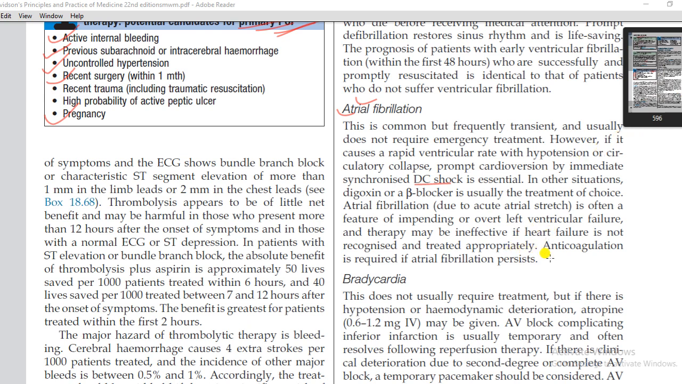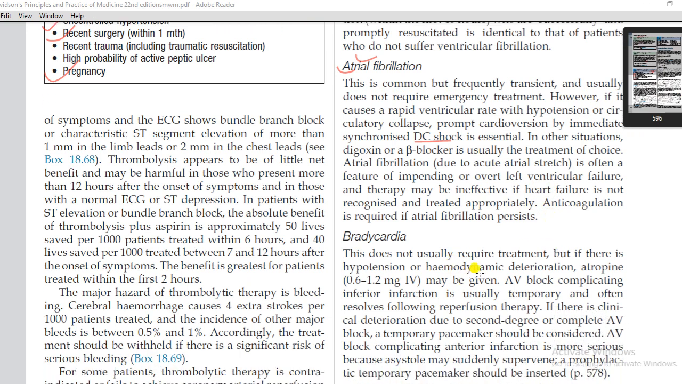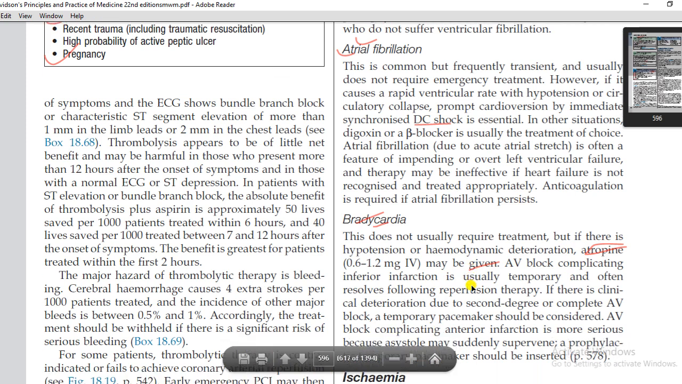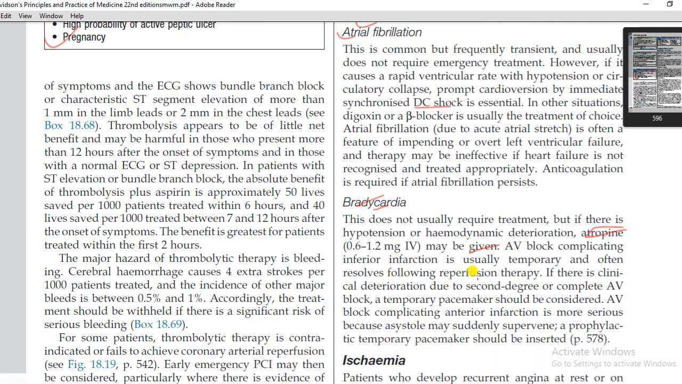This does not usually require treatment, but if there is hypotension or hemodynamic deterioration, atropine may be given to treat the bradycardia. AV block complicating infarction is usually temporary and often results following reperfusion therapy. If there is clinical deterioration due to second degree or complete AV block, a temporary pacemaker should be considered.